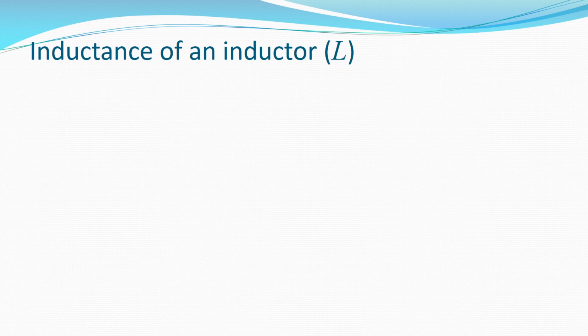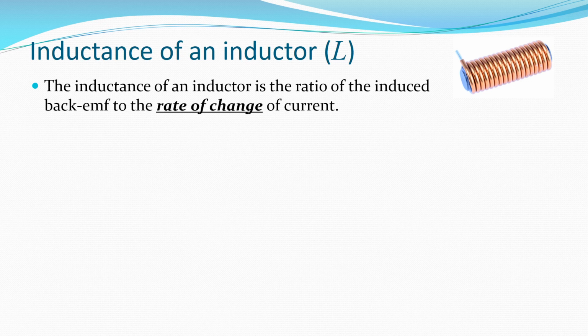Inductance of an inductor, L. The inductance of an inductor is the ratio of the induced backwards EMF to the rate of change of current. That is how fast current is changing. The equation for this, as is on your relationship sheet, is L is equal to negative EMF over dI with respect to dt. The negative sign is because the EMF is the back EMF and opposes the direction of the current. It's going in the opposite direction.